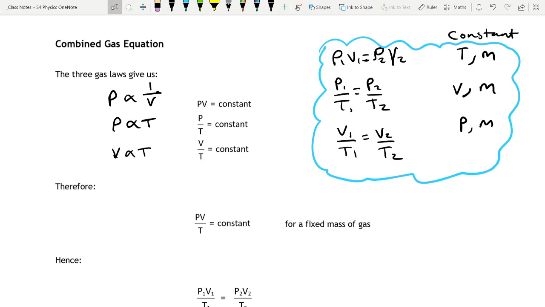So if you wanted to prove the relationship, you would do P times V is constant. P divided by T in Kelvin is constant. V divided by T in Kelvin is constant. Okay, so make sure you've got all that written down. Have you got it written down?